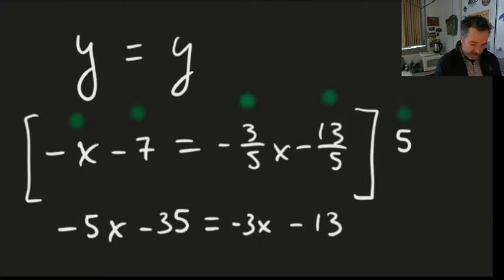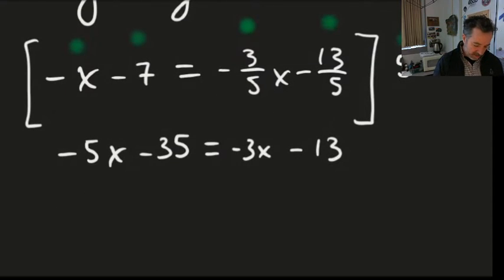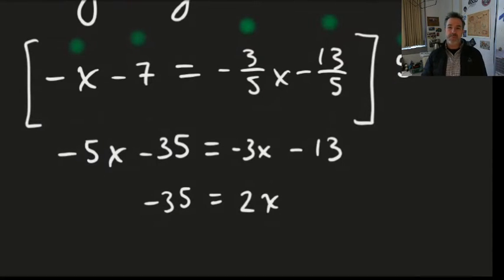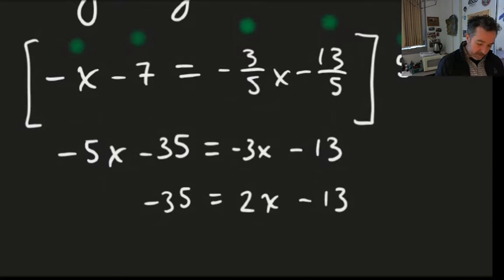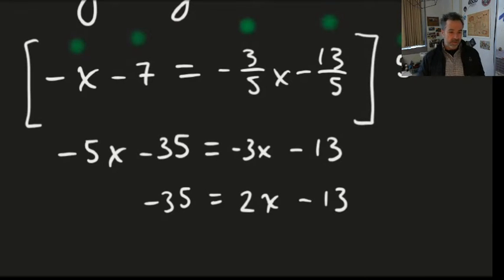So let's take this to the next level and continue to solve this. I'm going to add 5 x's to each side. So if I add 5 x's to the left-hand side, it's just going to become negative 35. And on the other side, I've got negative 3x, and I'm going to add 5x to that, so that's going to become a positive 2x, right? Negative 3 plus 5 is positive 2, and then I've got the minus 13.